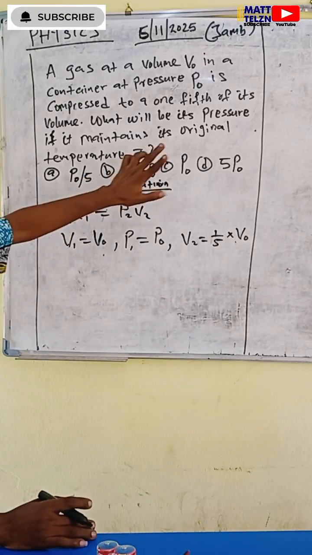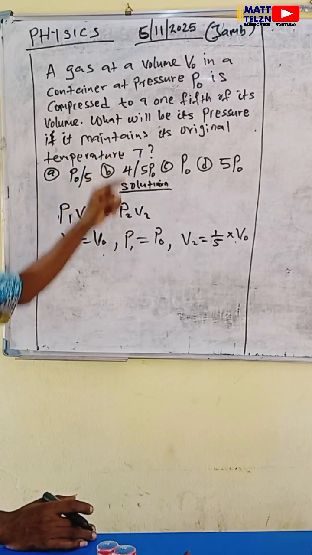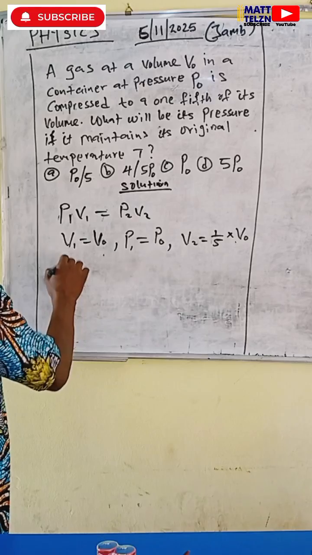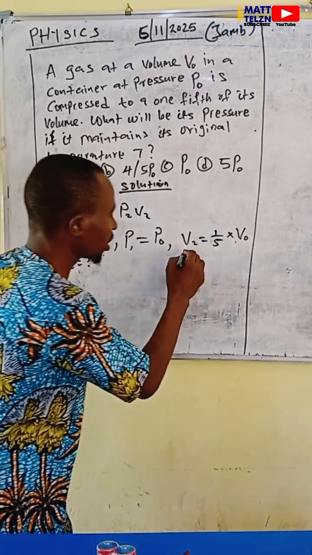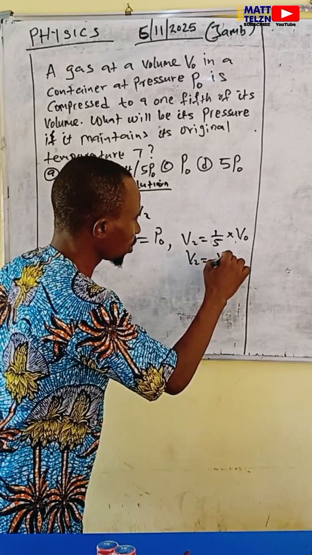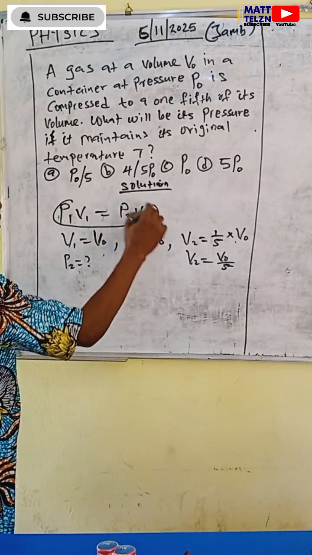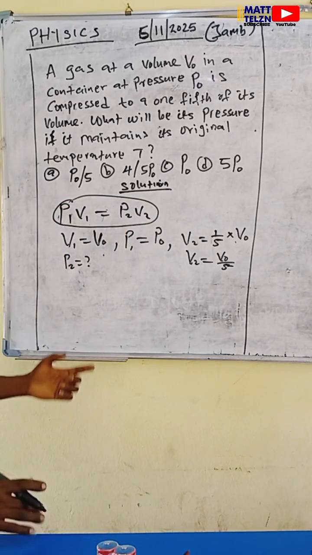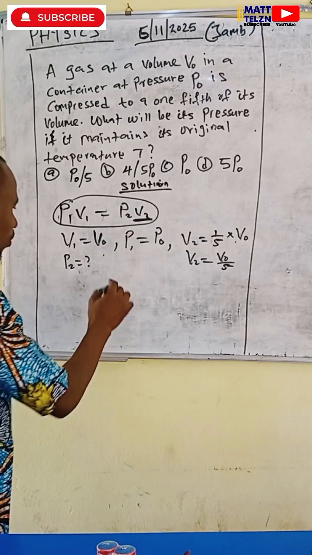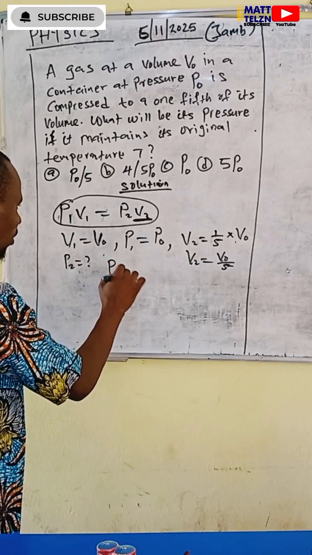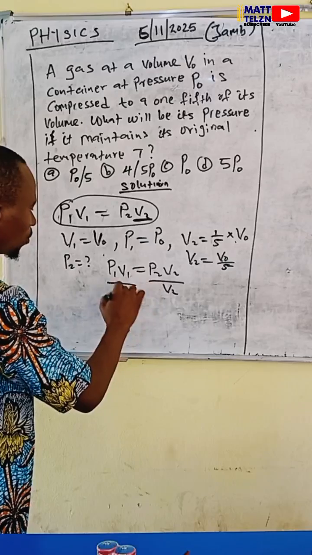Then the next thing is, what will be its pressure if it maintains its original temperature, that is, when temperature is constant. My P2 is what I'm asked to calculate. This V2 is the same thing as V naught over 5. Now, based on this relationship, we are going to make P2 the subject by dividing both sides by V2. So I'm going to have P1 V1 equal to P2 V2, divide everything by V2.